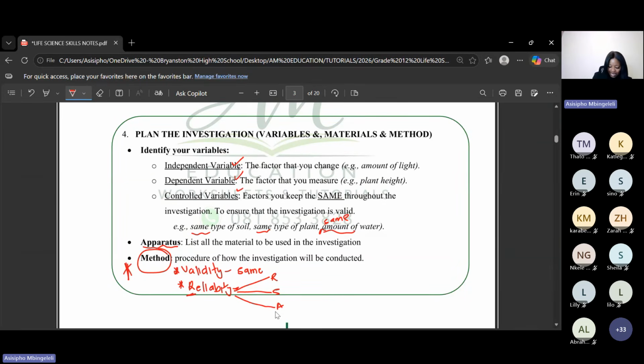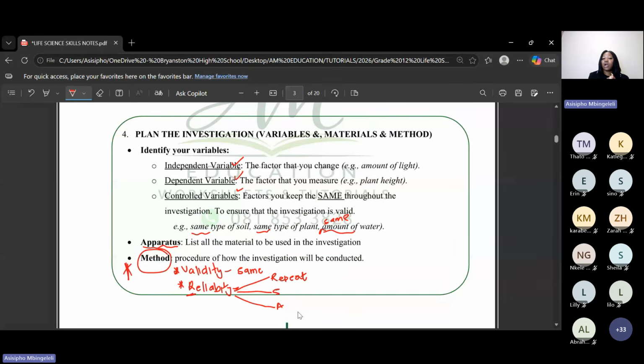Now, R stands for repeat. If you do the investigation and get certain results, if you were to repeat it again and get the very same results, we consider your investigation to be reliable.